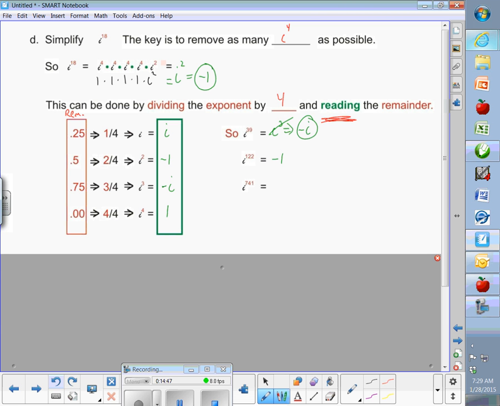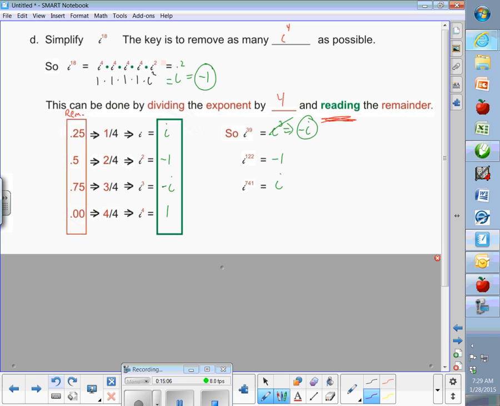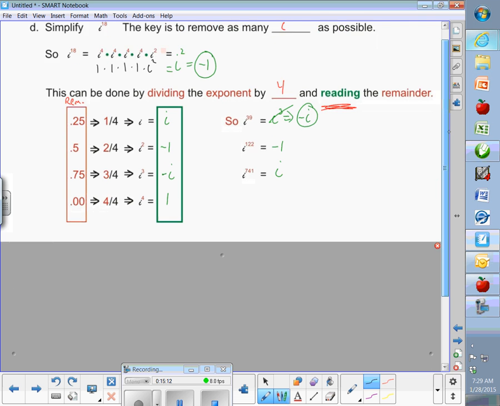741. Punch it in my calculator. Divide it by 4. Read the remainder. 0.25. Oh, that's an i. That's as easy as those are. They're easy if you know this. They are very easy, excuse me, if you know that.